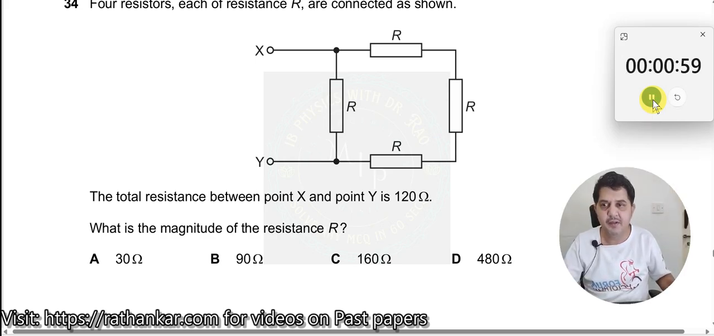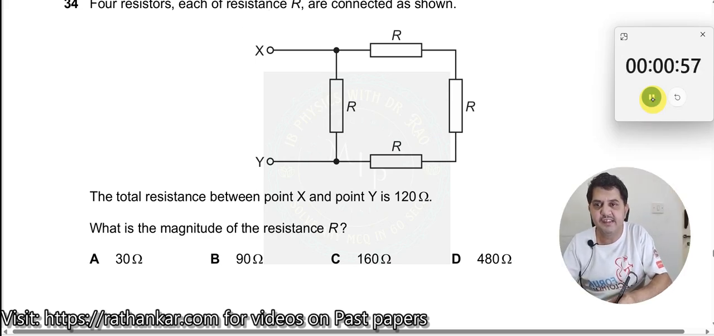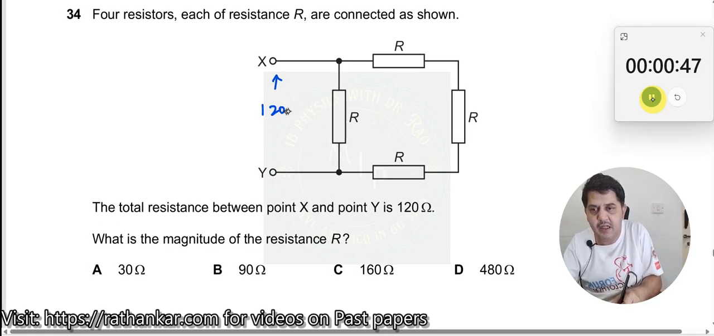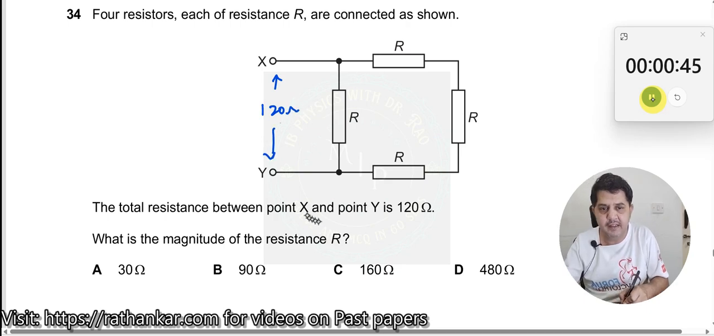Okay, question number 34. Four resistances, each of resistance R, are connected as shown. You see this is the network. The total resistance between the points X and Y is 120 ohms. Between these two, it is 120 ohms. Okay, and then what does it say? What is the magnitude of each resistance R?